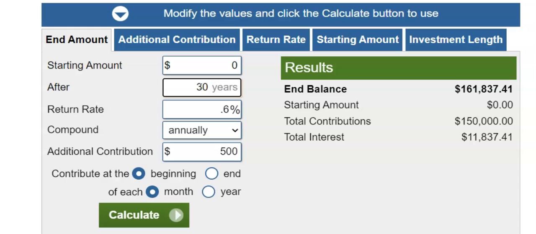And the grand total, let's see, 30 years. So let's say you start at 35 and you're trying to retire at 65. You've invested $180,000 and you've gained $17,000 in interest for $197,000.